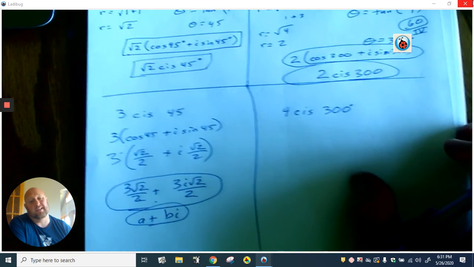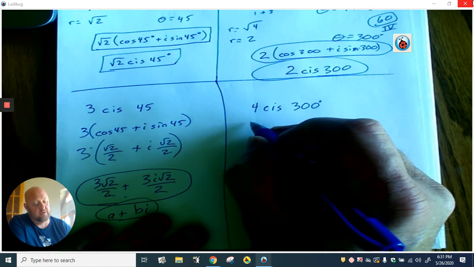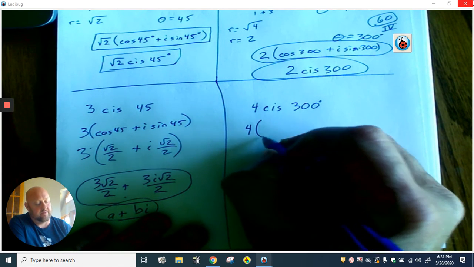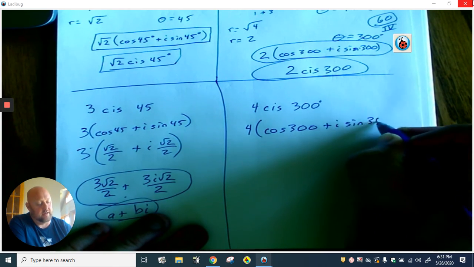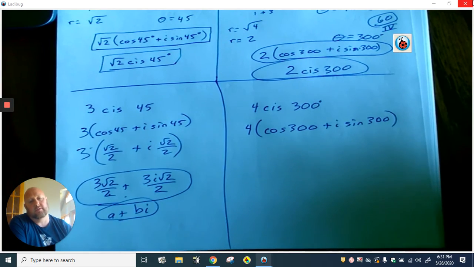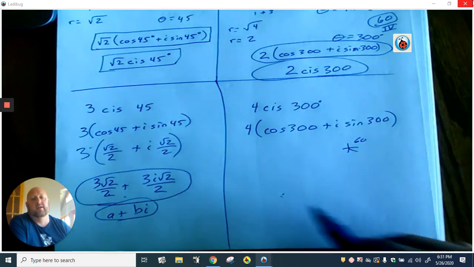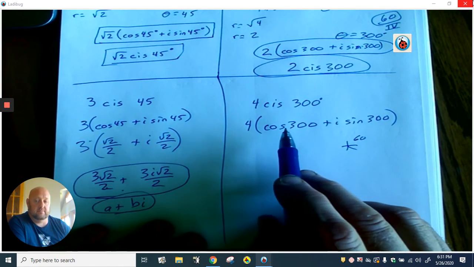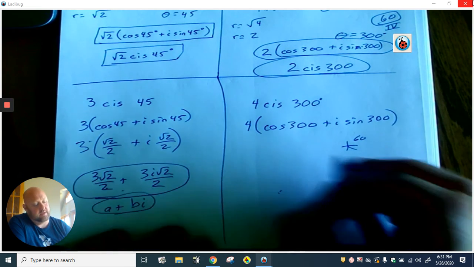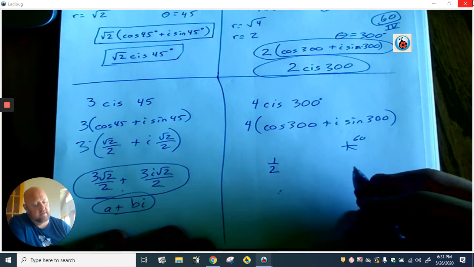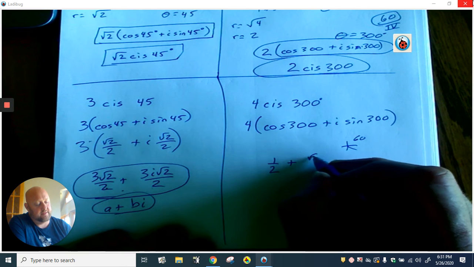Because that's in a plus bi form, right? So going the other way is even easier, where all you have to do is calculate this out. 4 cis 300 would be the same as 4 times the quantity of cosine of 300 plus i sine of 300. Using our table, 300 degrees has a 60-degree reference angle, in the fourth quadrant. So cosine of 60 degrees, I'll give you a second to think about it. Cosine of 60 degrees would be 1/2, plus i sine of 60 degrees, which would be square root of 3 over 2.